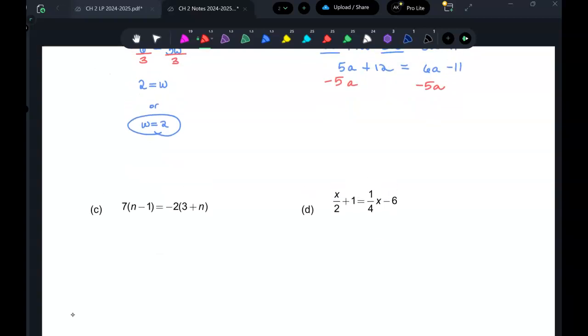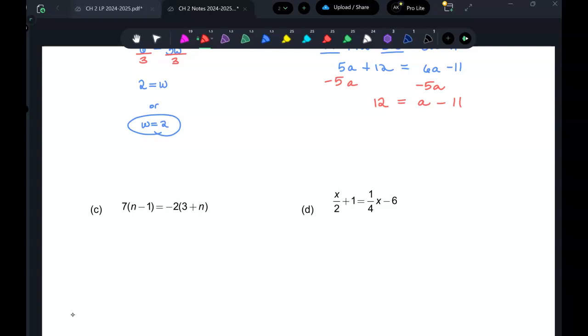All right, now we bring down the 12. Then you do plus 11. Now 6A minus 5A is just going to be 1A. Do I need to put the 1 in front? It's okay if you do. So then you do 5A, 5A. I think you do plus 11.